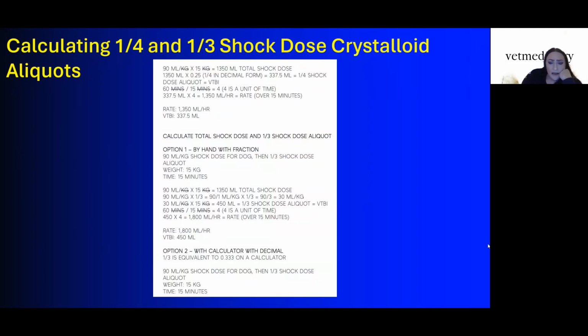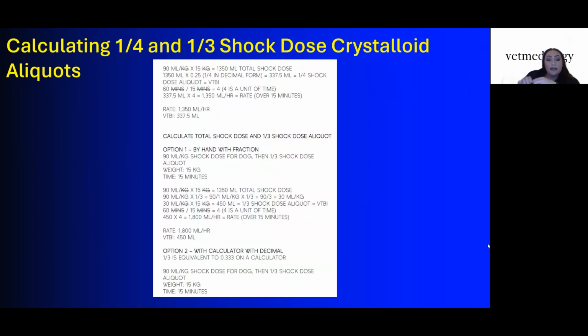And VTBI, 60 minutes divided by 15 minutes equals 4. 4 is a unit of time. 450 mils times 4 equals 1800 mils an hour, which is our rate over 15 minutes. And with a calculator with a decimal, 1/3 is equivalent to 0.333 on a calculator. The more threes you have, the more accurate it's going to be.